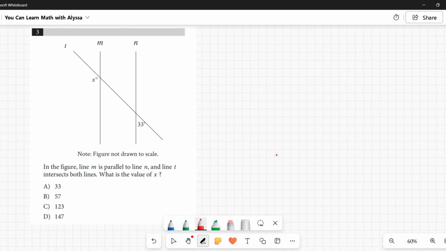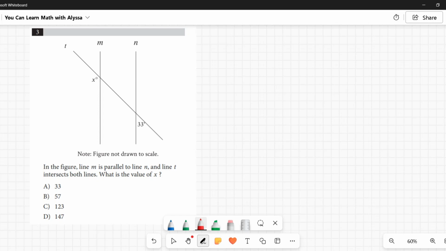Number 3, note, figure not drawn to scale. Anytime you see that, it's not telling you that it's drawn wildly different from what it actually should be. It's telling you, don't try to look at this figure and deduce the answer by going, well, this angle looks about 123 degrees or 147 degrees or 57 degrees, so that's how I know it's the answer. No, it's just giving you a basic reference, but it could be off.